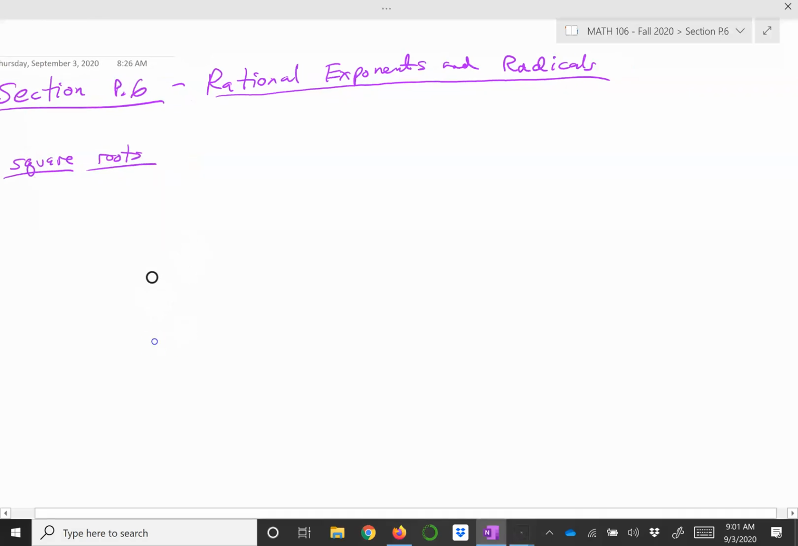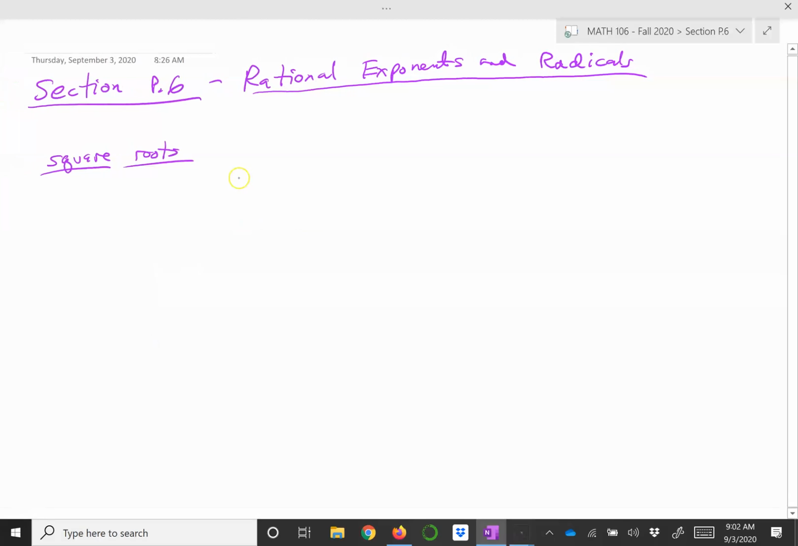So if you have something like 4 squared, we know how to do that, right? That just means we're multiplying 4 by itself twice, and we get 16, okay? So the square root is reversing this process. Exponents and radicals are tied together mathematically. So in order to reverse the process, we're going to use the square root symbol. We know what that looks like, and this is called the radical symbol.